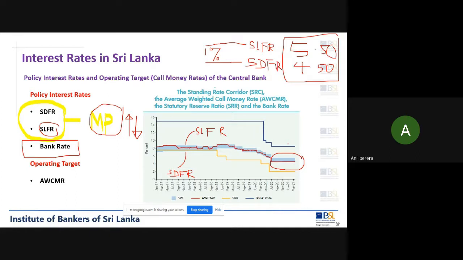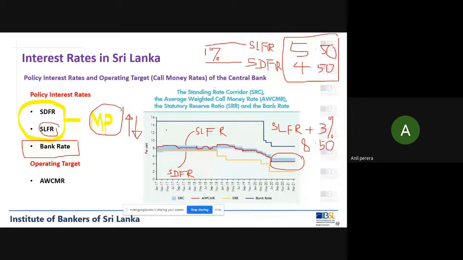So currently, the rate is fixed to SLFR plus 3%, which means when the SLFR is reduced, this rate also goes down automatically. So as a result, at present, this rate is 8.5%. So these three are the most important policy rates of the central bank.